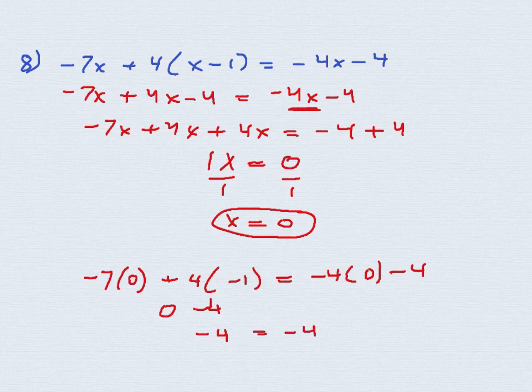Since the left side equals the right side, you have proven that the solution of x is equal to 0 is correct. So it's very, very valid and very, very possible to have your answer equal 0. 0 is a number between negative 1 and positive 1.